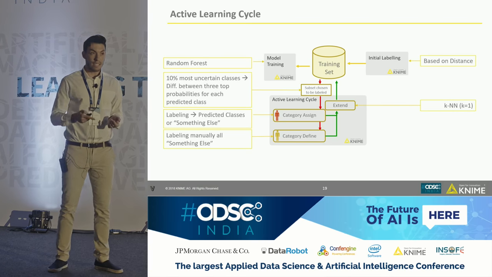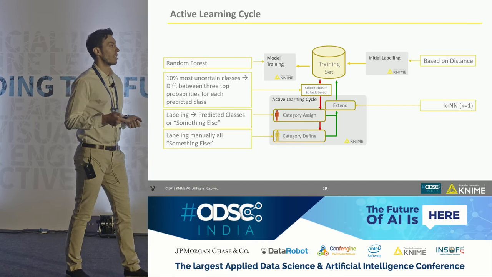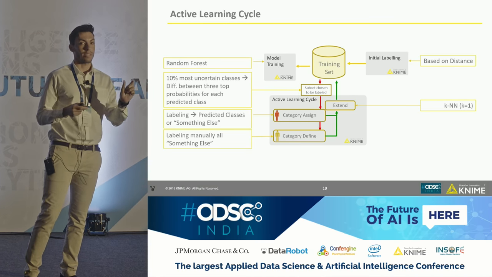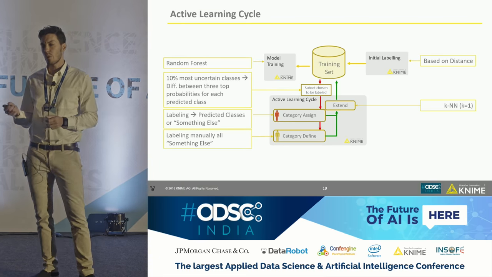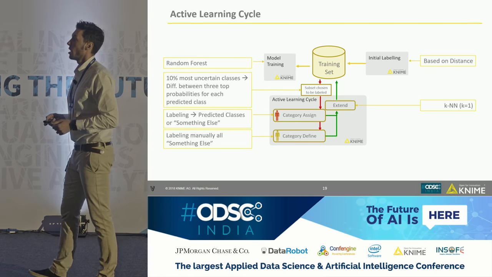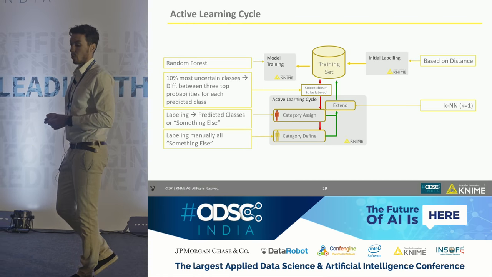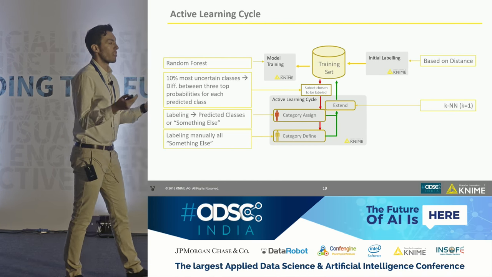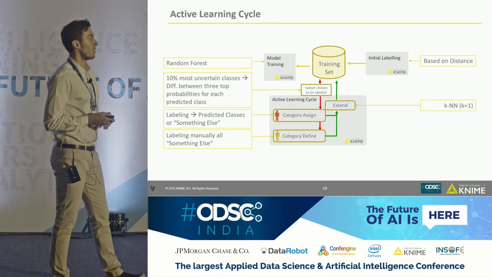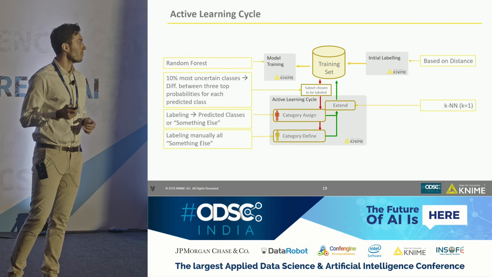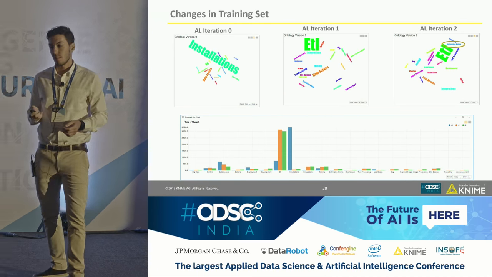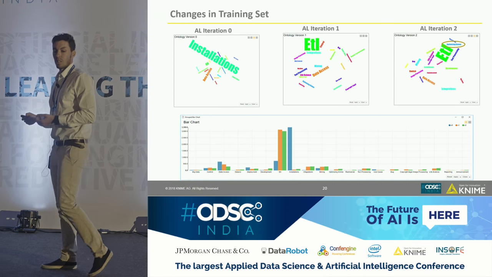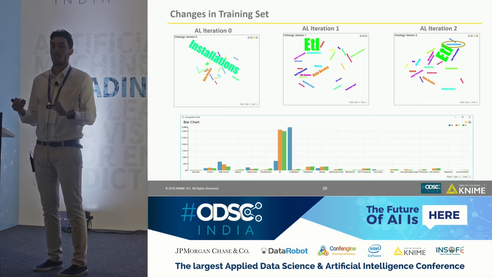So then we extend this category to the closest prediction with a k-nearest neighbor with k equal to 1. So we basically keep going on this until we reach a fixed version of the data set. And this is the evolution of the data set, so the changes in the training set.